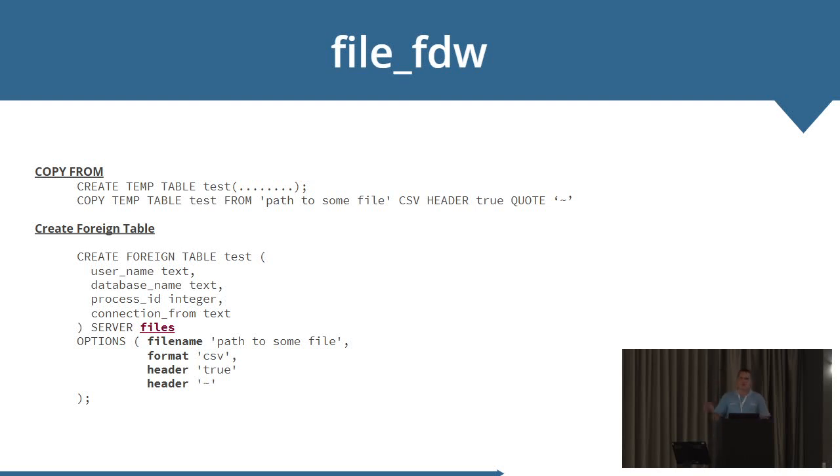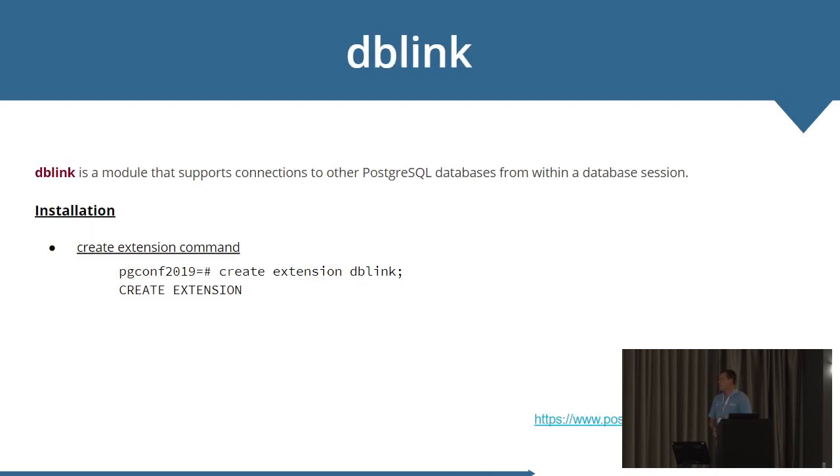This is also only one-way traffic, it's read-only, so you can't do an update on your foreign table writing back to the CSV. It's only a copy from, not a copy to. Okay, so that's one part of a foreign data wrapper.